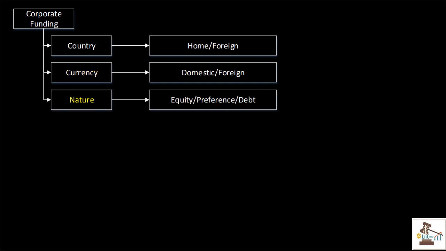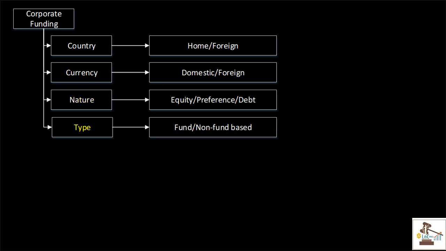Then the third aspect of funding is the nature of funding. Is it equity or preference or debt? That you must know. This is important because equity holders become the owners whereas debt financiers are creditors. Now the fourth aspect of funding is the type of funding. Is it fund based or non-fund based? That means whether actual cash flow is happening immediately or whether cash flow is contingent upon specific circumstances.